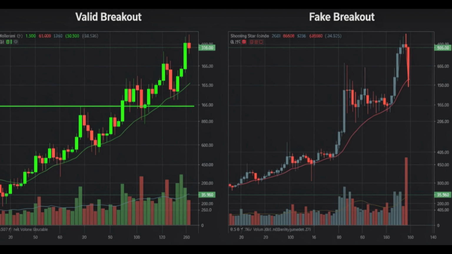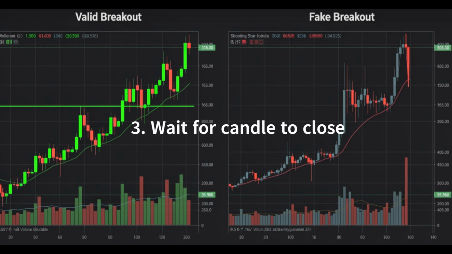Step 3. Wait for the close. Never enter a trade mid-candle. A massive volume spike on a candle that ends up closing as a long-wicked shooting star is a sign of aggressive selling pressure, a definitive fakeout. Always wait for the candle to close firmly outside the trend line.